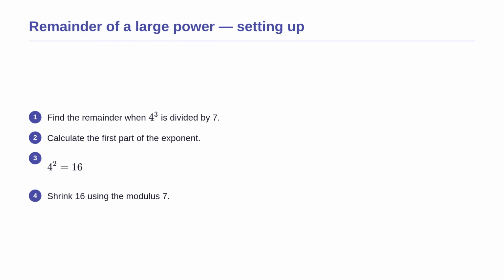This brings us to another practical challenge, dealing with large powers. We are asked to find the remainder when 4 cubed is divided by 7. Calculating large exponents can result in massive numbers that are hard to divide. The beauty of modular arithmetic is that we can apply the modulus at every single step of multiplication to keep the number small. We start by calculating the first part of the exponent, which is 4 squared. This gives us 16. We are taking a small step first to avoid dealing with the full power of 3 immediately.